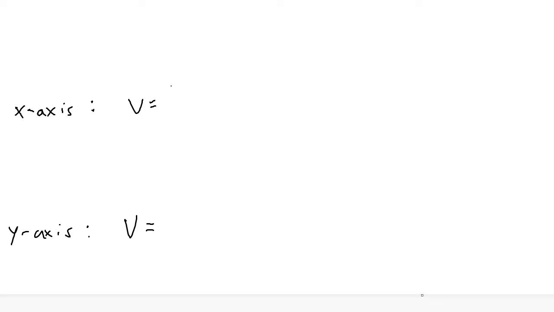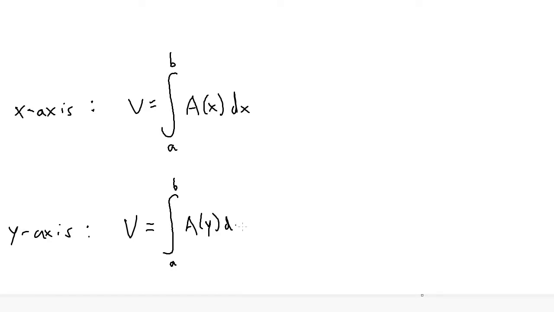Now the formula for the cross-sectional volume, if the cross-sections are perpendicular to the x-axis, is going to be the integral from a to b of A(x) dx. And A(x) is basically just the area function of the cross-section. If the cross-sections are perpendicular to the y-axis, then we have the integral from a to b of A(y). So all we need to do is put everything in terms of y if they're perpendicular to the y-axis, and x if they're perpendicular to the x-axis.